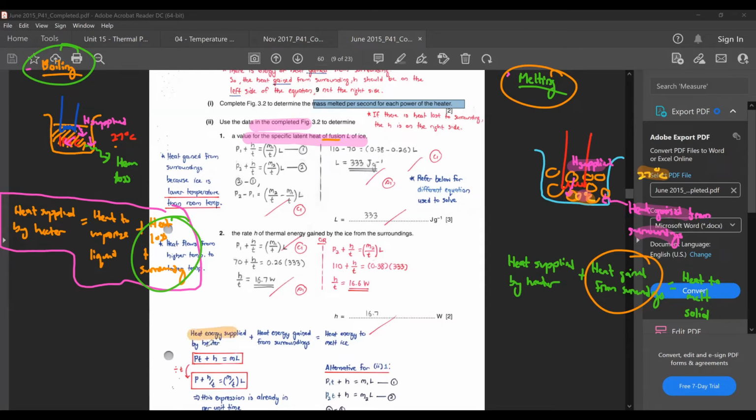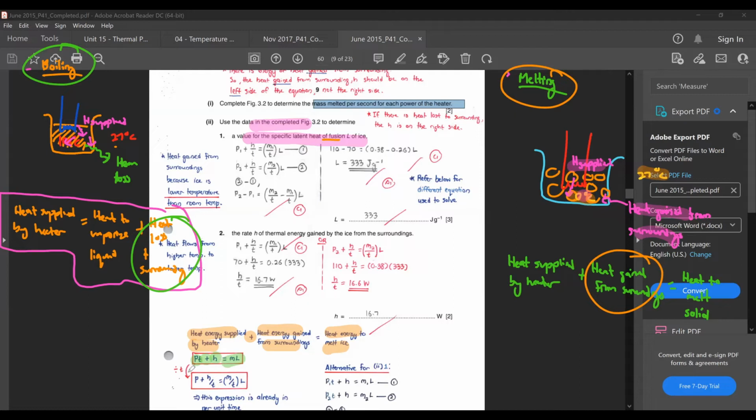Okay, heat supplied by heater plus heat gain from surroundings is equal to heat to melt the ice. All right. So your goal now is to find some equation based on this, right? If you try to write it out in equation form, it will be PT plus H equals ML. All right. And then after that, there's one thing here that you can actually do from this.